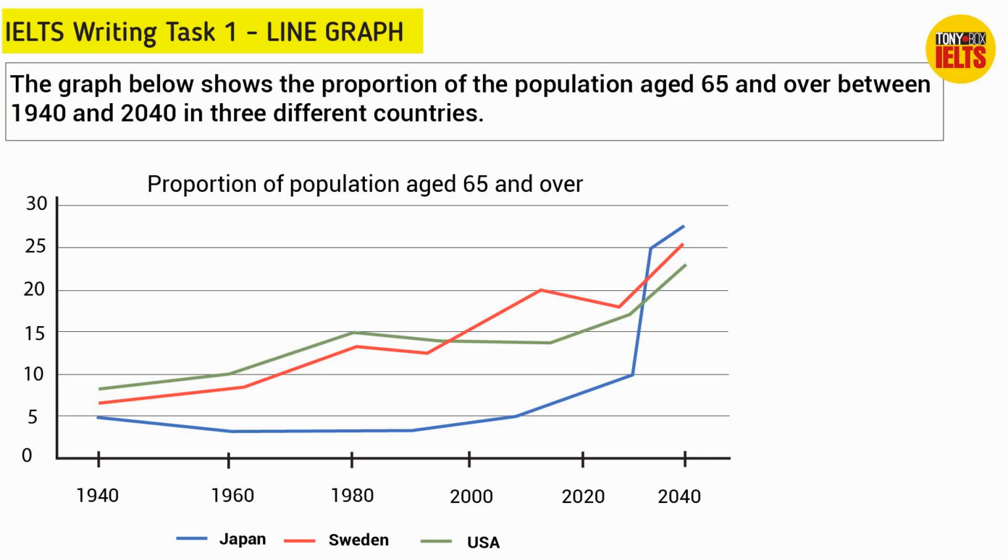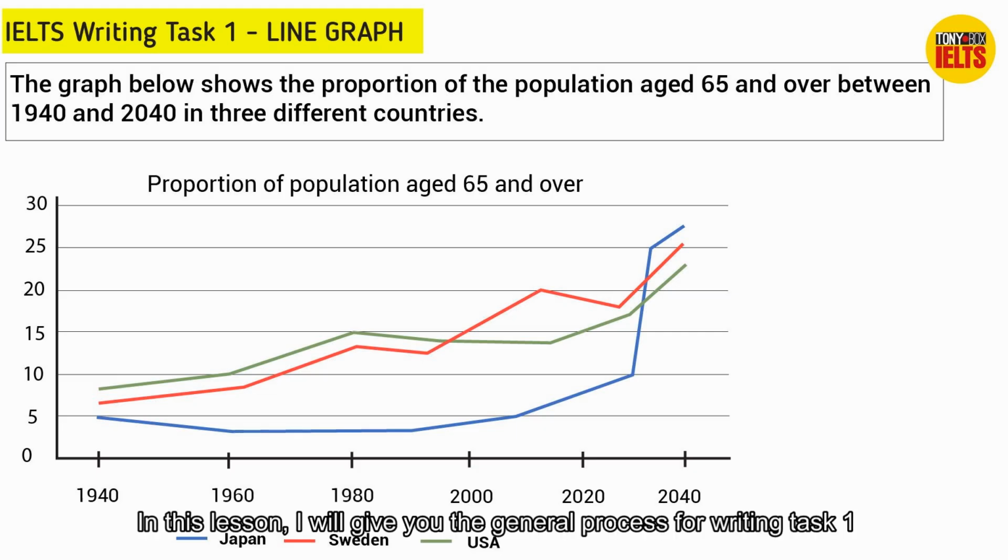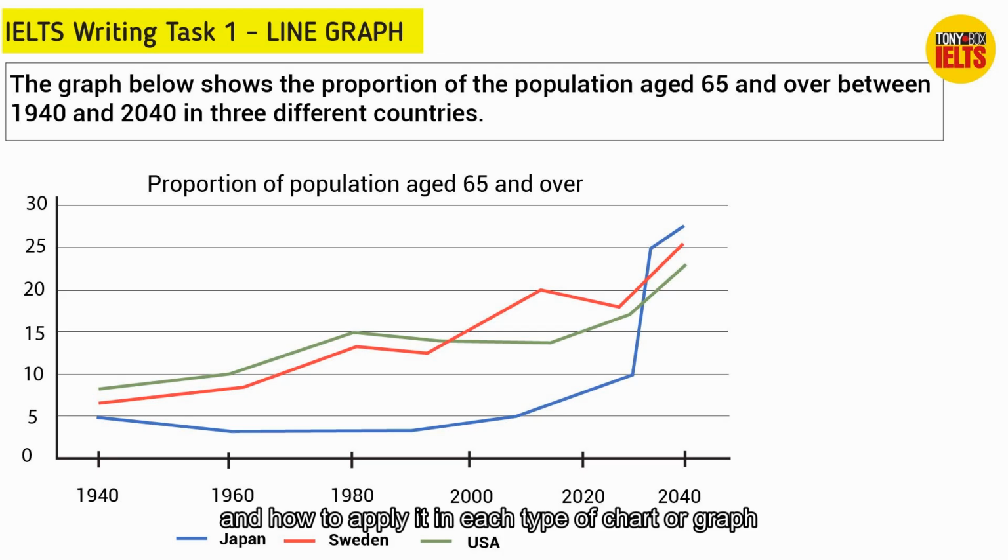The graph below shows the proportion of the population aged 65 and over between 1940 and 2040 in 3 different countries. In this lesson, I will give you the general process for writing Task 1 and how to apply it in each type of chart or graph.